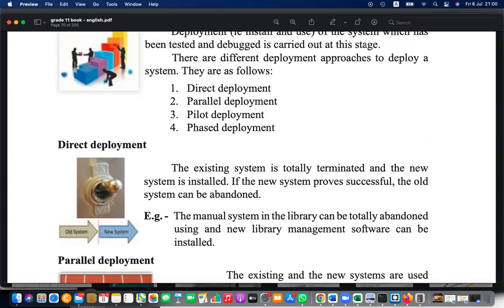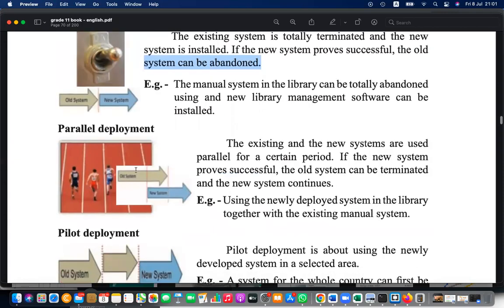Direct implementation has high risk, but when the system is small, it is possible. But when systems are large and critical, this is not recommended. You start the new system from the next day. Or you can run both in parallel. The old system, the old government, is running, and the new government is also running.